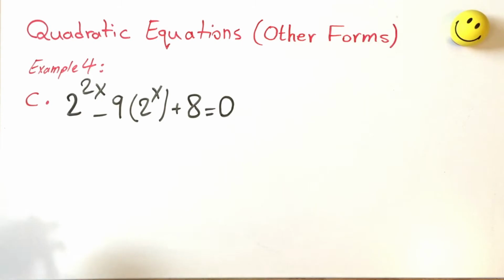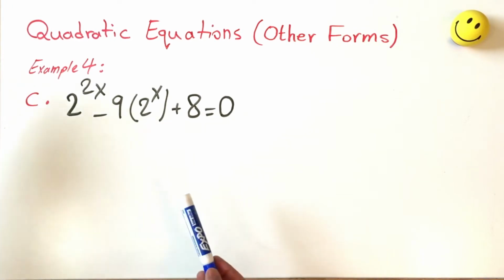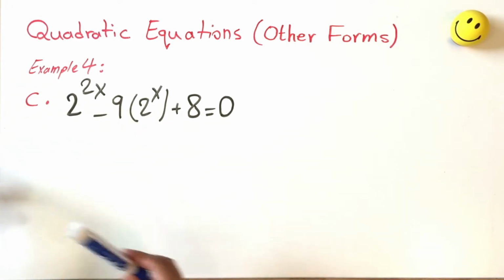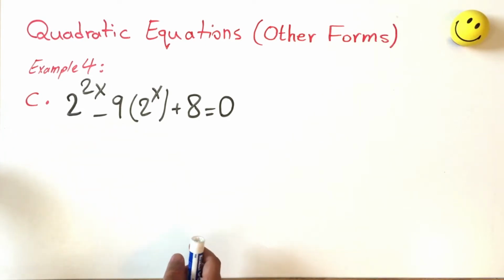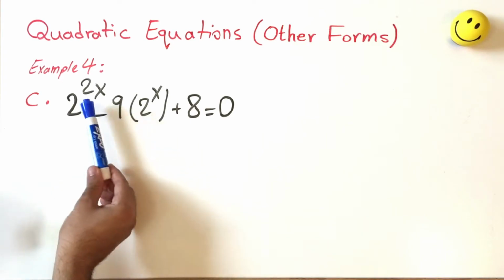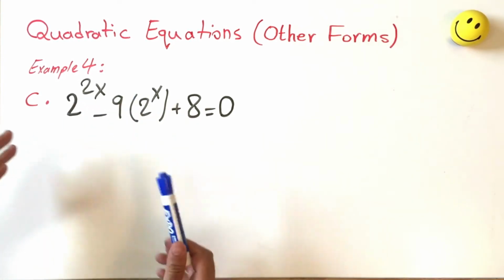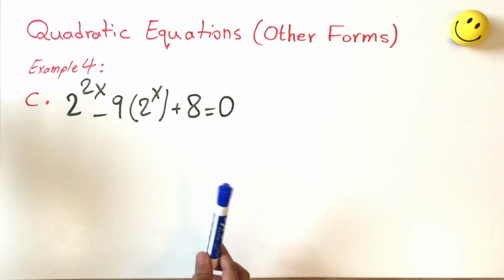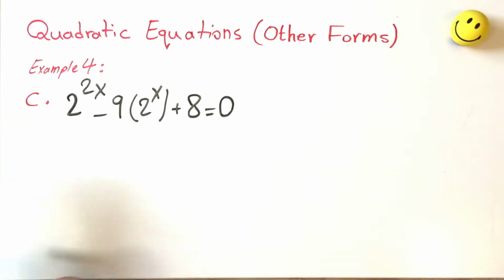Okay, for the next question, we have this equation here. As you see, this is not looking like a quadratic equation. Actually, this equation is an exponential equation. Why? Because the x, or your variable, is in the exponent. So that means the equation is exponential. But if you don't remember anything about exponential rules, don't worry, I will explain everything here.